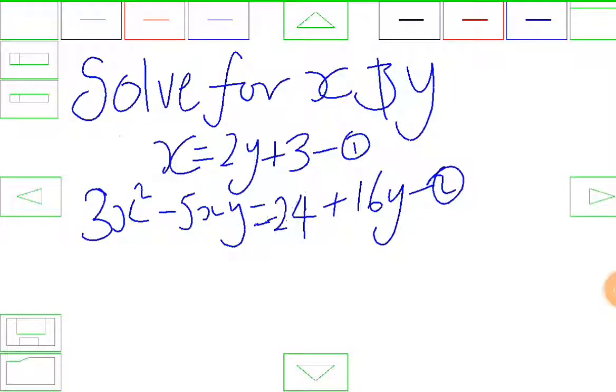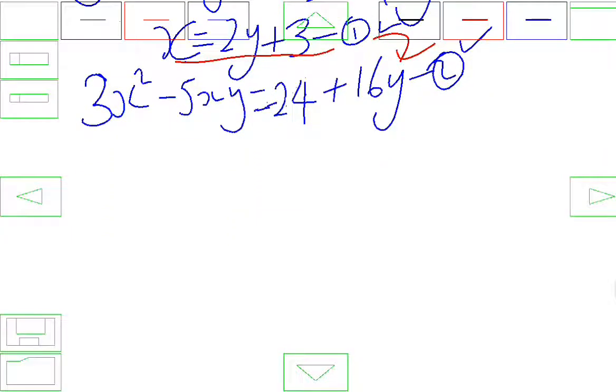And welcome to today's tutorial. We will solve the following simultaneous equations for x and y. So let's begin. What we notice is we're given equation 1 and 2. What we can do is substitute equation 1 into equation 2.